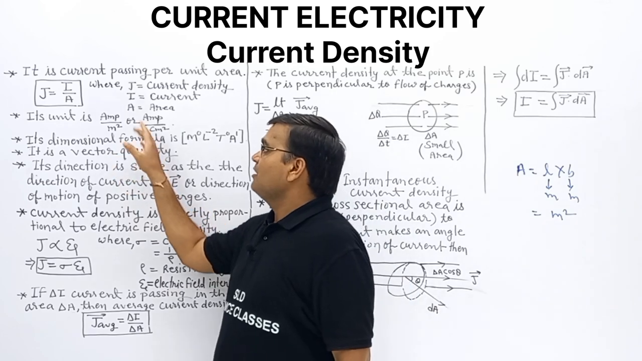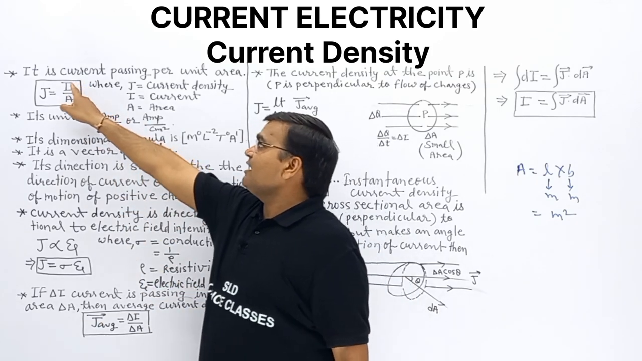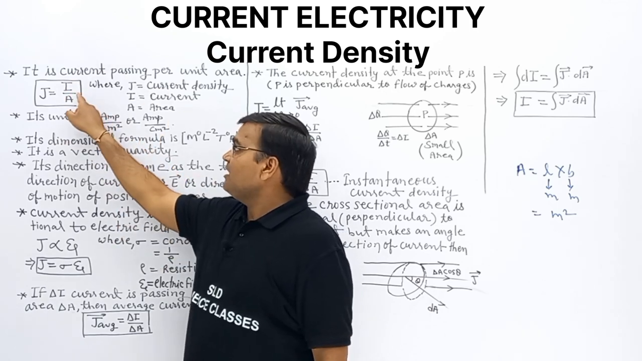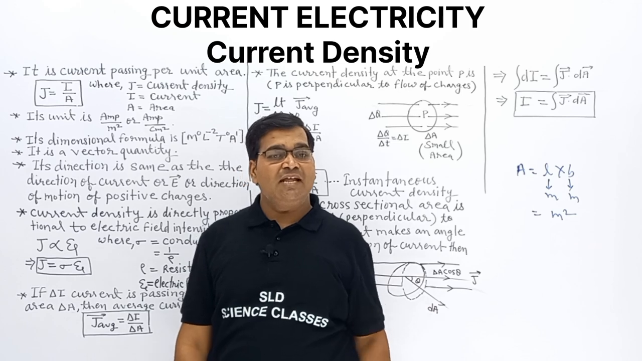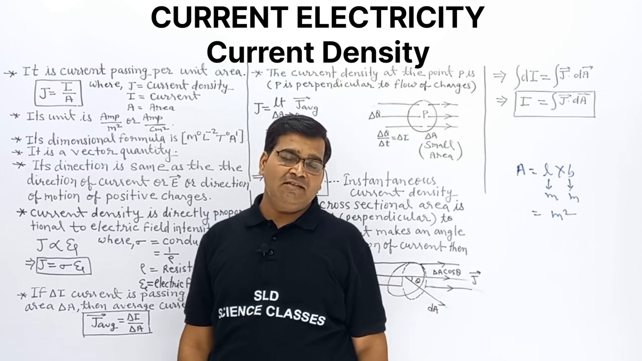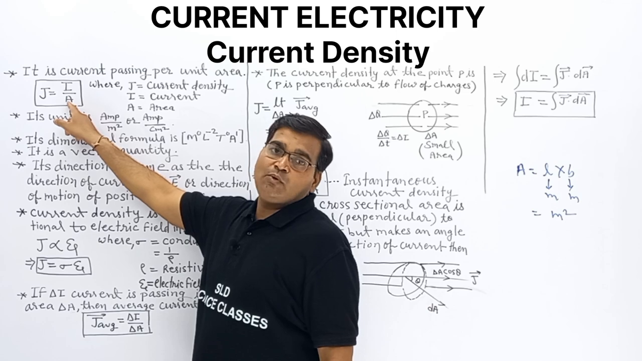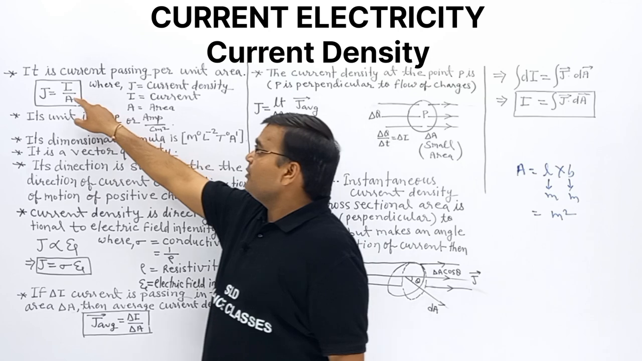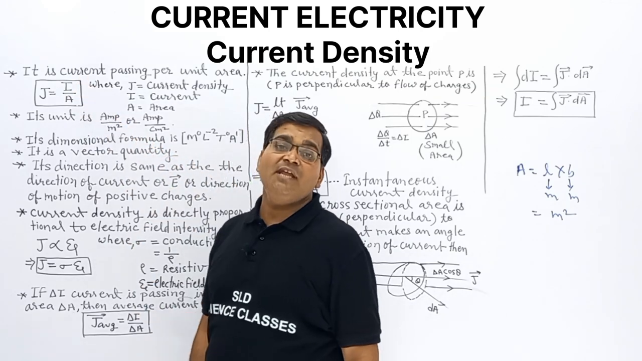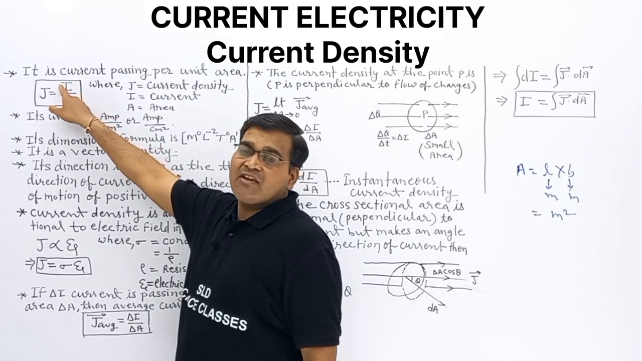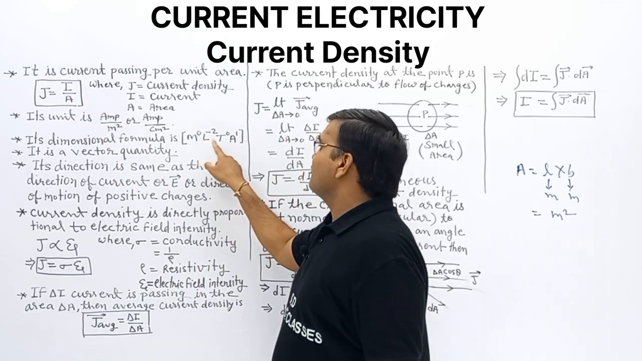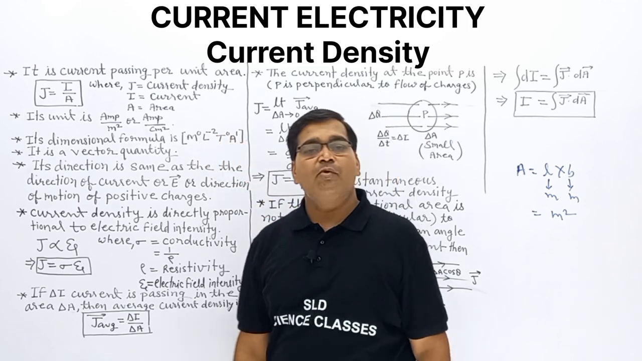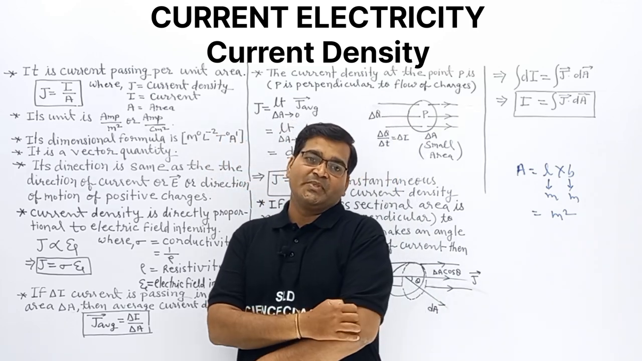From this formula, current is a base quantity, a fundamental quantity, and its dimension is A. Area has dimension length into breadth, so L1 into L1, that is L square. When we move it from denominator to numerator, the power becomes negative, so L to the minus 2, A1. In MLT, M0 L minus 2 T0 A1 is the dimensional formula of current density.